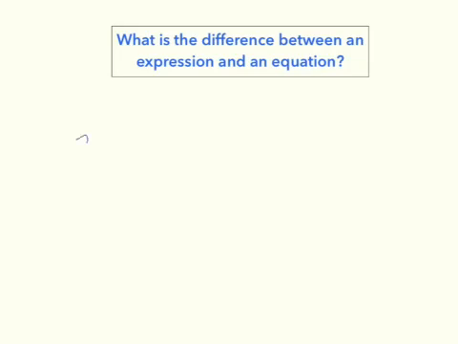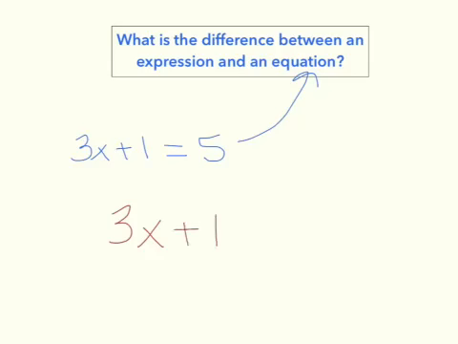Remember that an equation is a mathematical sentence that has an equal sign. So this is telling you that 3x plus 1 is equal to 5. So this would be an equation. Whereas an expression is just a mathematical phrase like this, 3x plus 1. So this would be an expression. There is no equal sign. So you can see an equation has two expressions together, whereas an expression never has an equal sign.